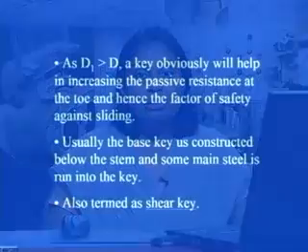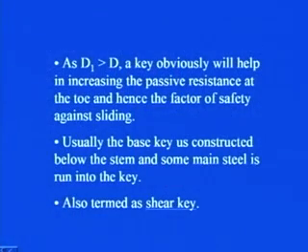So, usually the base key is constructed below the stem, and some main steel is run into the key. This is also termed as shear key. Now, this was all about the check for overturning and the check for sliding along the base of the wall.